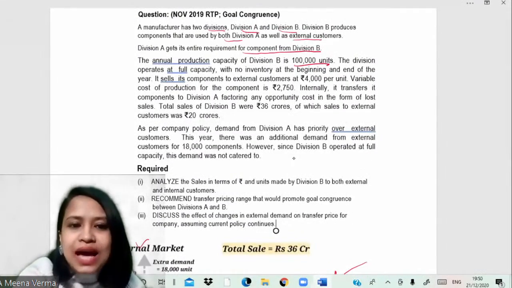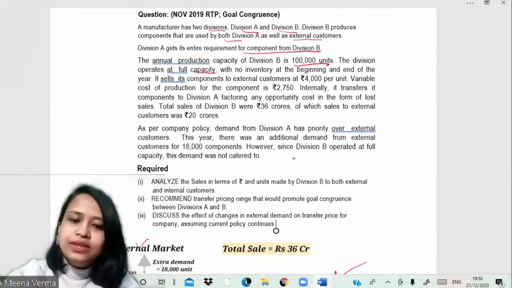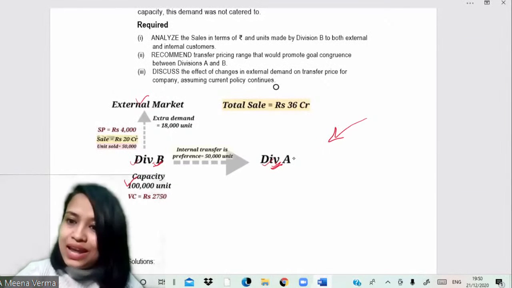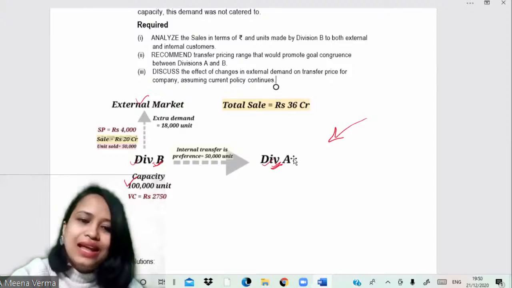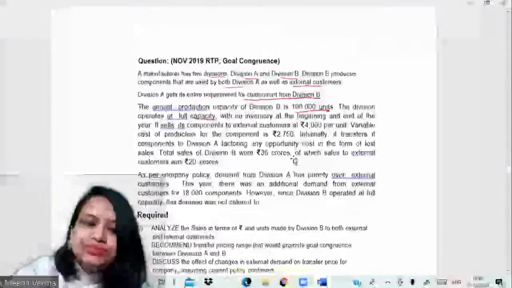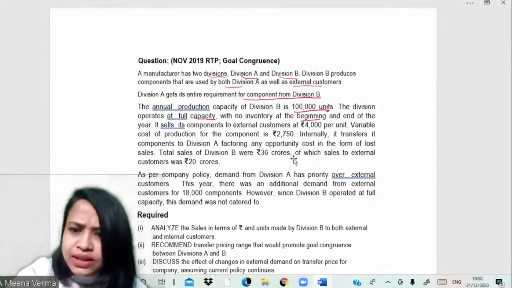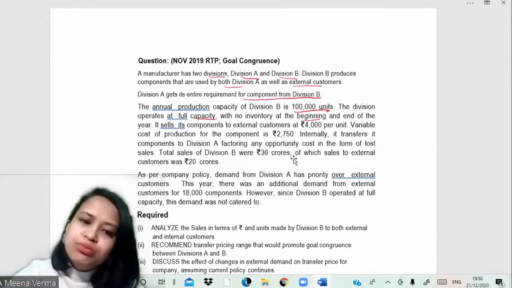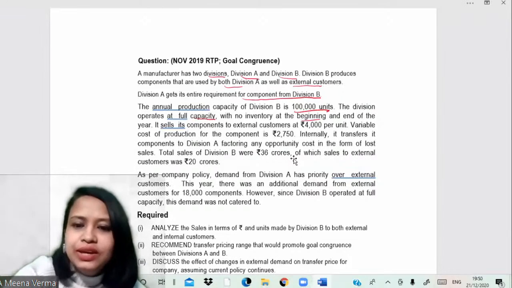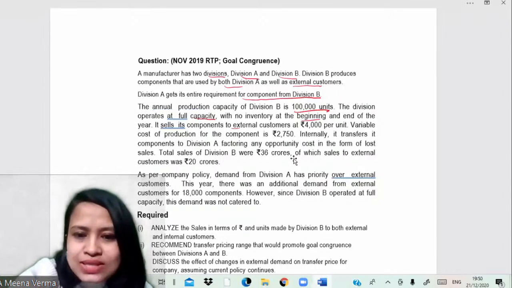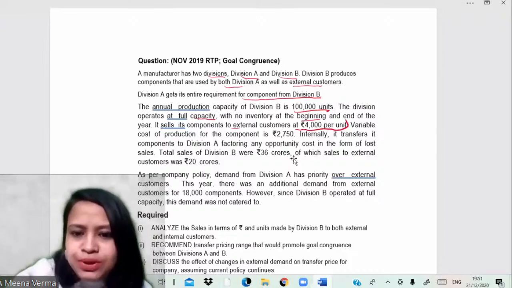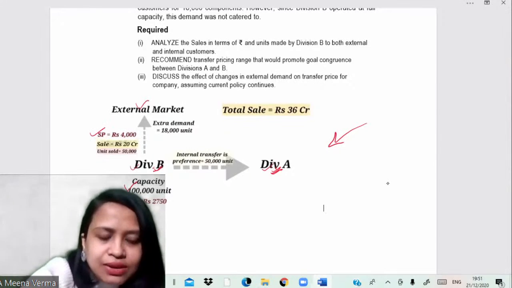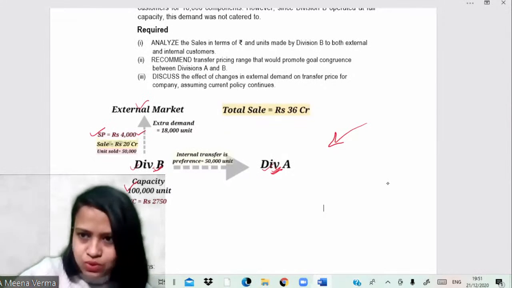The division operates at full capacity, meaning if they have the capacity to produce 1 lakh units, they are producing the entire 1 lakh units, with no inventory at the beginning and the end of the year. There is no opening inventory and no closing inventory. It sells its component to the external market for rupees 4,000 per unit. That is the selling price to the external market.